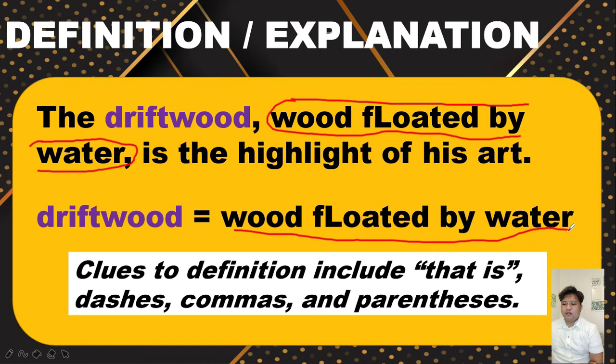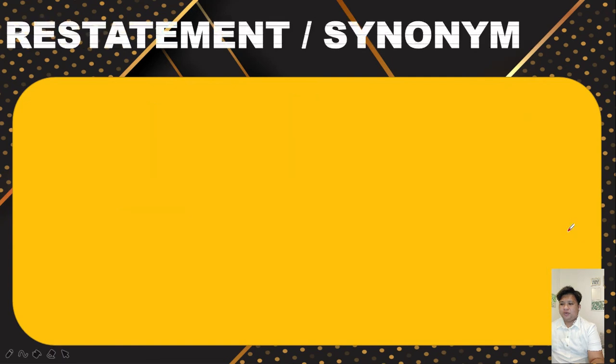Again, you don't need to look for any other words. Normally, after the comma is the definition or the meaning. Okay. Next, let's proceed to the second type, which is restatement or synonym.